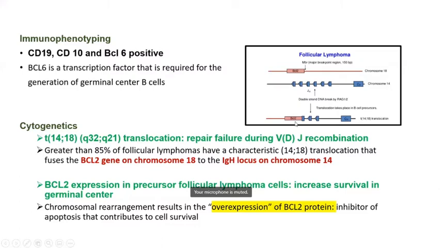So what is BCL2? When the cells have more BCL2, they will survive for a very long time, because it is anti-apoptotic. The lymphoma cells are indolent, but they will survive very long. That's why the prognosis is bad even if they are indolent, because they express BCL2, which is an anti-apoptotic marker.